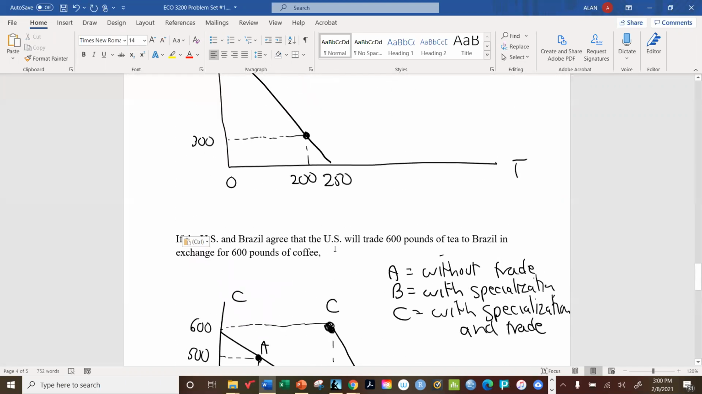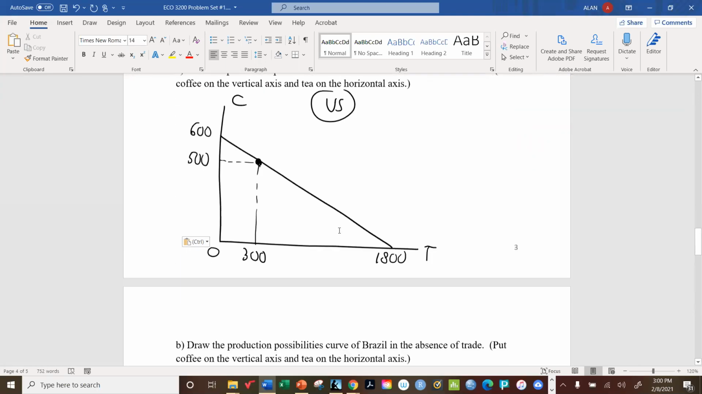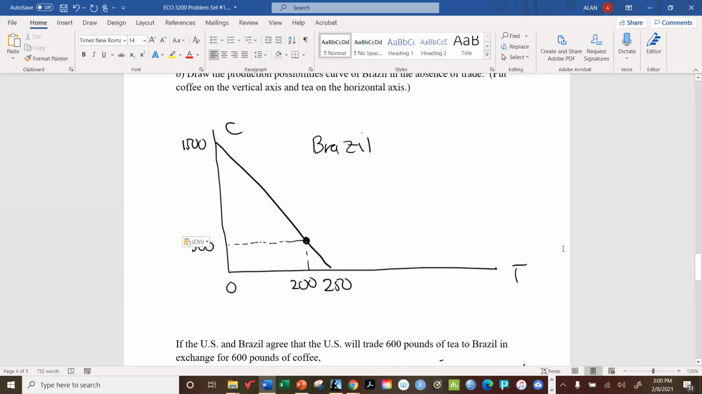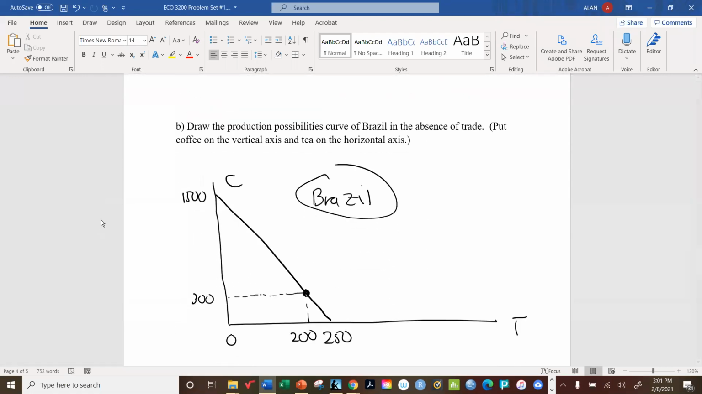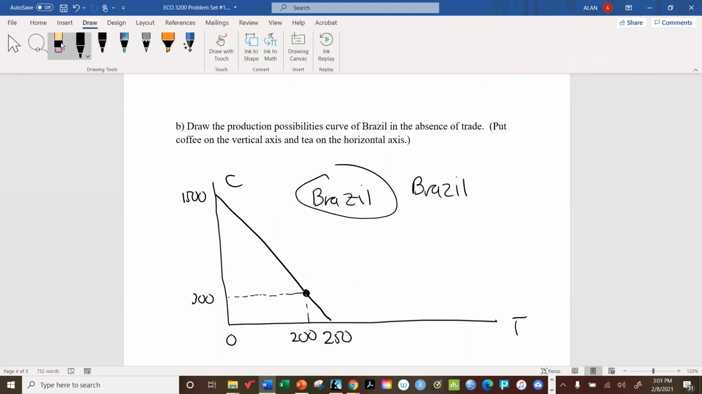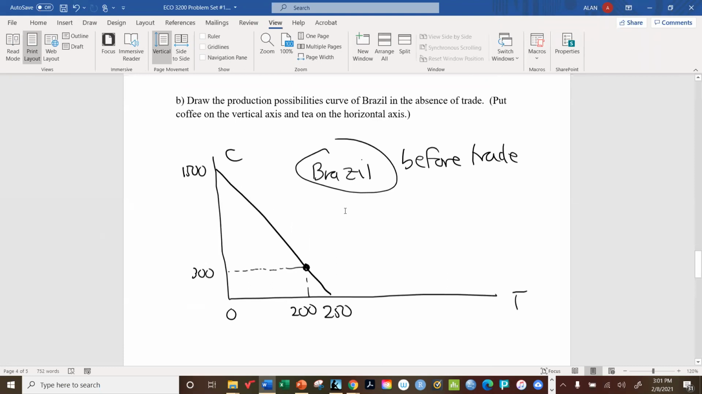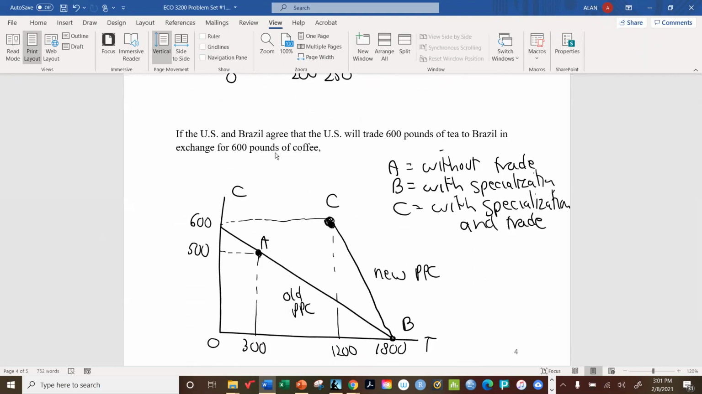Actually, let me label this again. These were before trade. So I'm going to label these again, just so it's crystal clear. This is the U.S. before trade. And this is Brazil before trade. Oh, sorry, it already says that. Before trade. Okay, and then this one is now after trade, or with trade, I guess we'll call it.